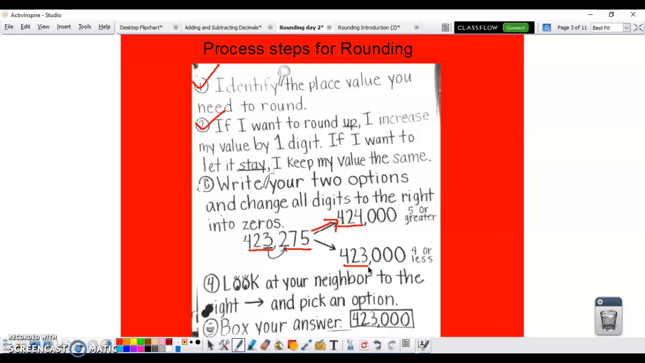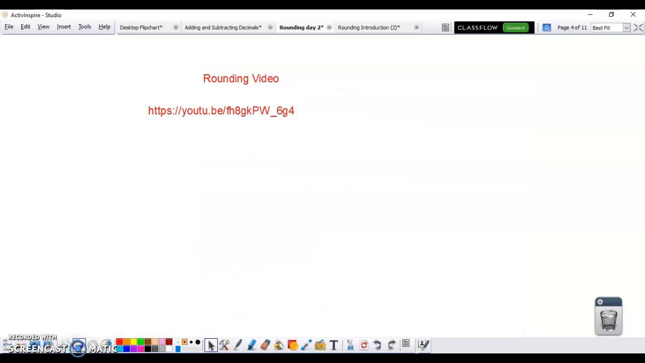Step 4. Look at your neighbor to the right and pick an option. And step 5, box your answer. Pause the video here and rewatch the video we watched yesterday.